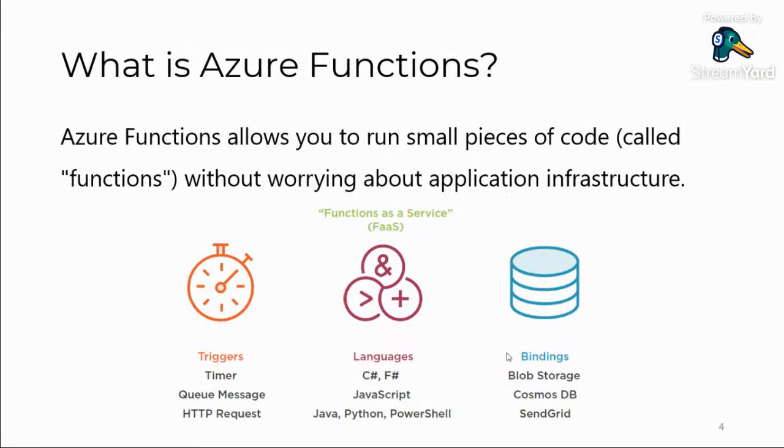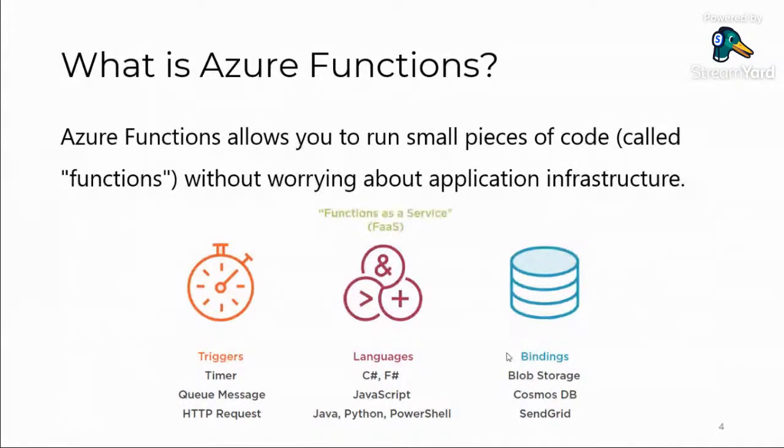So what is Azure Function? Azure Function is very simple. We run small pieces of code in the Azure portal without worrying about the application infrastructure. If you know the web app in Azure, we need to configure the app service plan. But in Azure Function, we need not do anything. We just write one small app and run it in the cloud, and we are not managing any infrastructure.